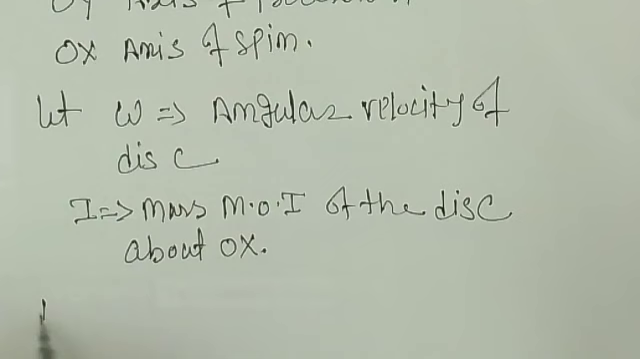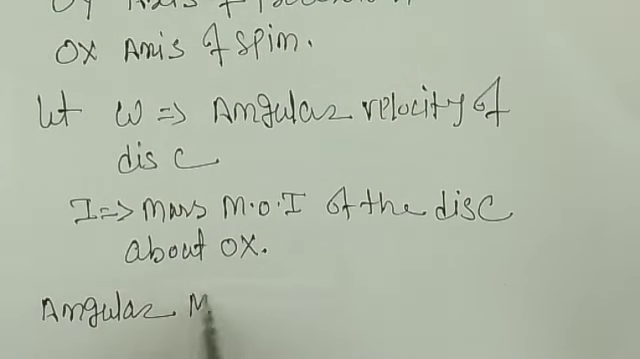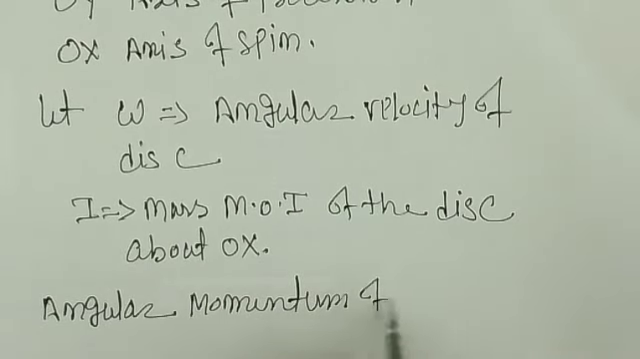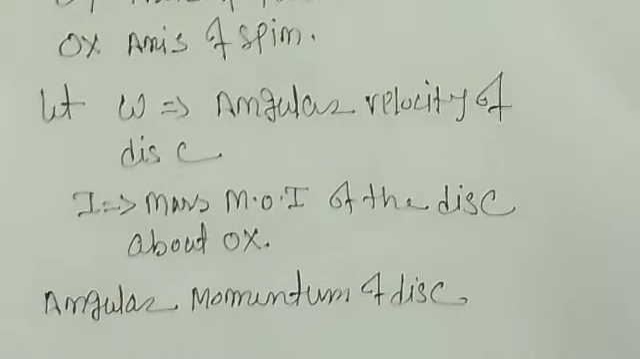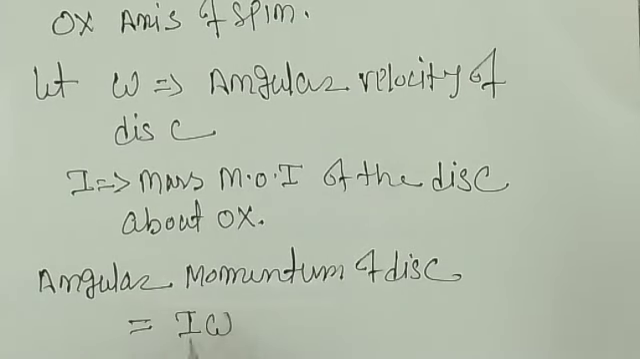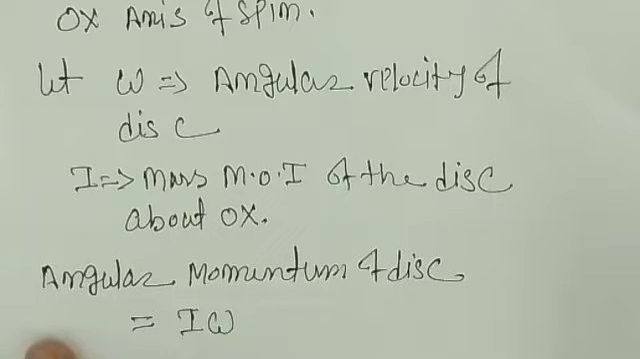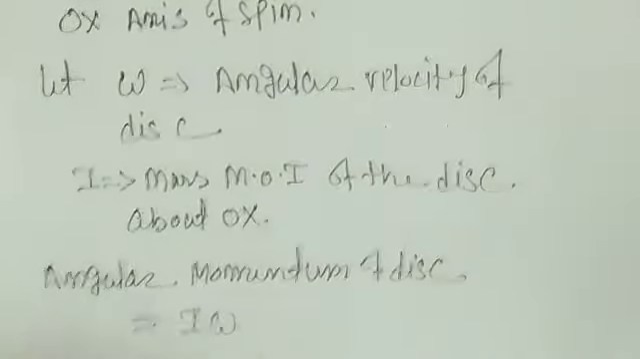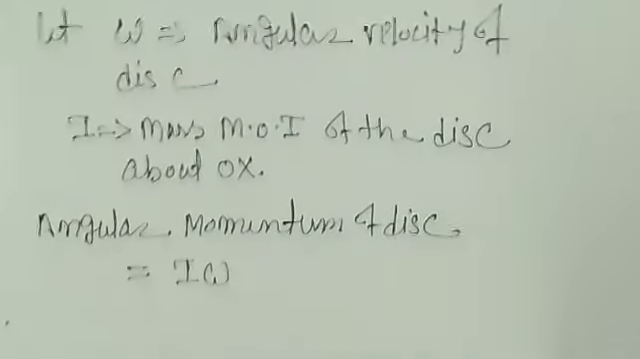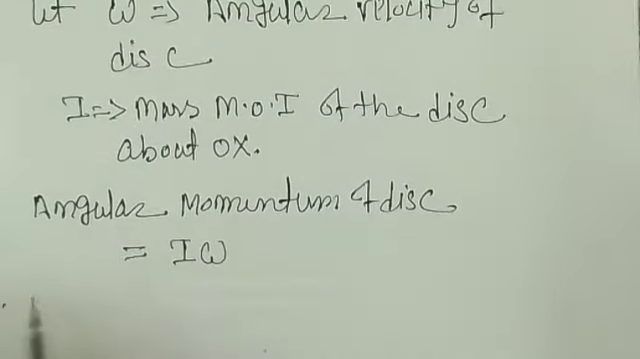So the angular momentum of the disc is nothing but I into omega, mass moment of inertia into angular velocity. Similarly, you can find the rate of change of angular momentum. First we have to find the change of angular momentum.